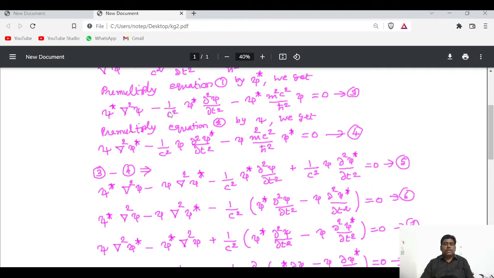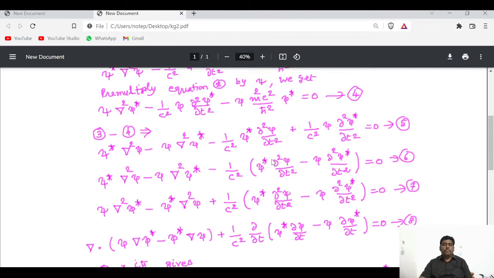Then take the second term, minus 1 by c square psi star dou square psi by dou t square, minus of this term, so minus into minus plus 1 by c square psi into dou square psi star by dou t square. These two terms are cancelled out, entire is equal to 0. We can get the equation of form 5. Just I have to give small modification to equation 5. These terms are present as such.